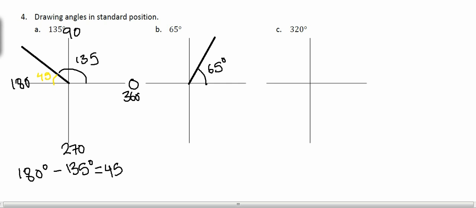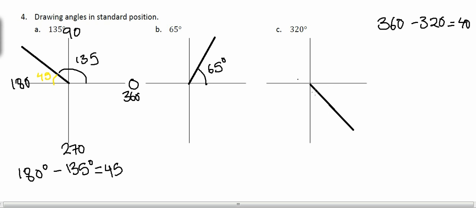Now 320, that's going to be in quadrant 4. So I can draw it about there. I just want to find the reference angle just to make sure I have it in the right spot and I don't need to change the size of it at all. Because it's in quadrant 4, to find the reference angle, I would take 360 and subtract 320, and that leaves me with 40 degrees. So this angle here, my reference angle, should be about 40 degrees.